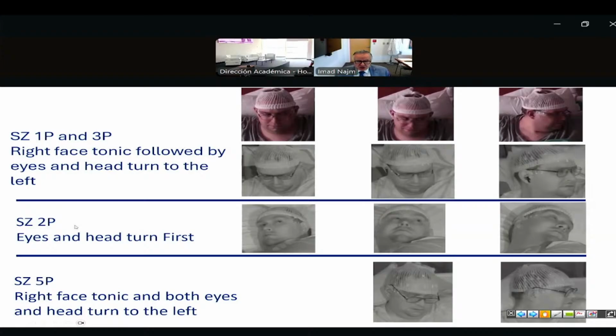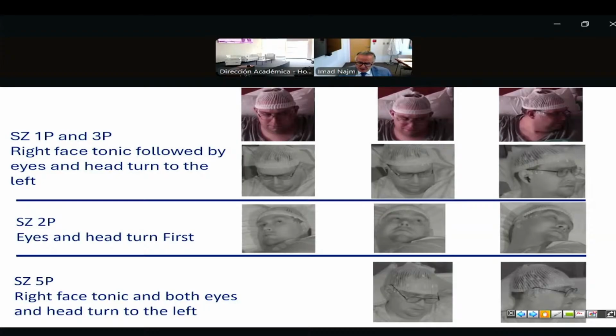The second type of seizure is one during which the patient has both eyes and head turning at the same time. You can see it here. Not much of the face pulling on the right side, but certainly you can see the eyes maybe first, followed by the head, both of them to the left side. And the third type of seizure is where there was right face tonic and both eyes and head turning to the left almost at the same time. So you can see here, looking at the semiology, it is almost the same, but the sequence may be changing a little bit here, which could be concerning.